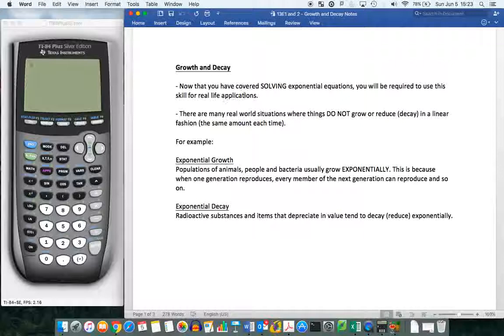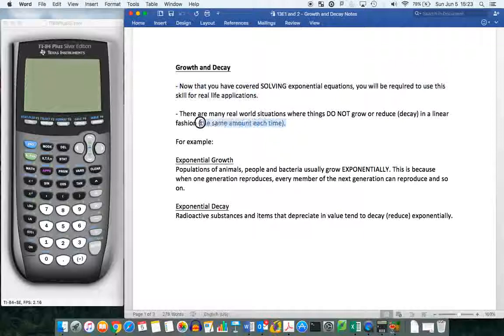That's the reason I think why exponential equations are in year 11: exponential functions and exponential equations are actually more common in real life than linear equations and functions, because things multiply in certain ways or decay in certain ways. So that's what this last topic here is all about, growth and decay. Now that we've covered solving exponential equations, you're going to be using them in real life applications.